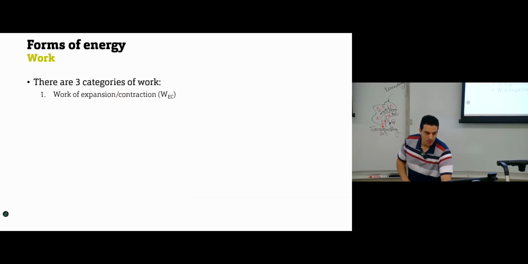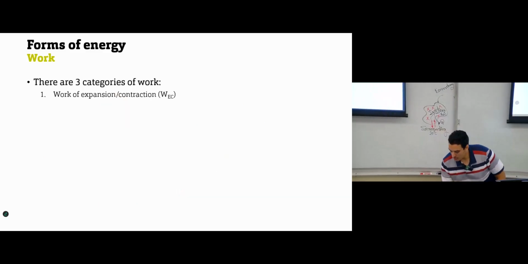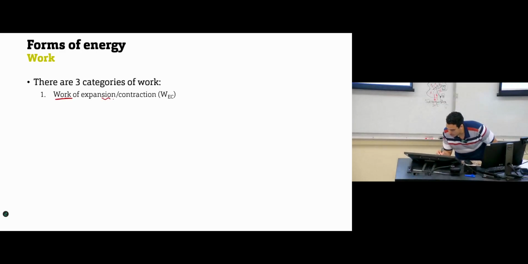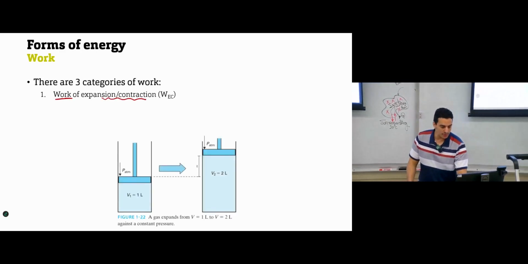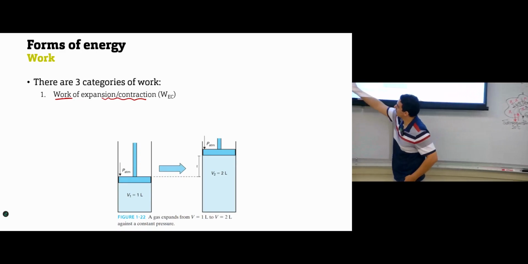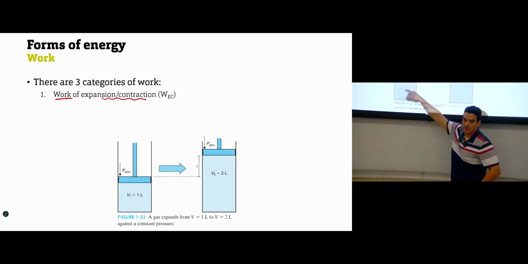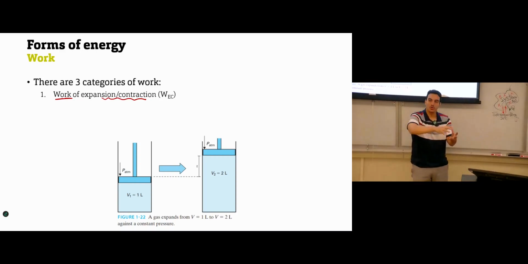Okay. We have three types of work. The first one is called work of expansion or contraction. This exists if you have a system like this one. You have your system here, and you have a piston. So you are compressing your system. This is contraction. Or you have expansion.